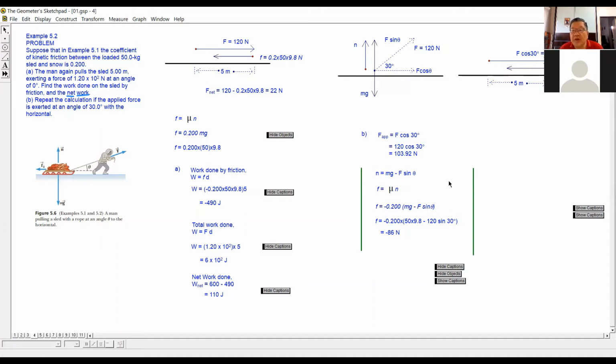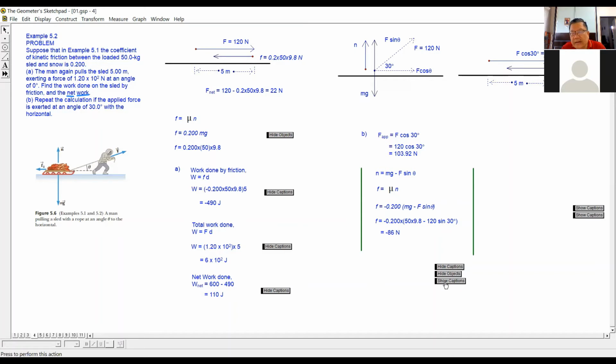So I try to substitute in all the values. Mu, I substitute with 0.2. The weight, m times g, 50 times 9.8. Then the component of the force, F sine theta, 120 sine theta. So using your calculator, you evaluate this, and the frictional force is 86 newtons. Because the frictional force is in the opposite direction, you have to put a negative sign there. So this is the frictional force.